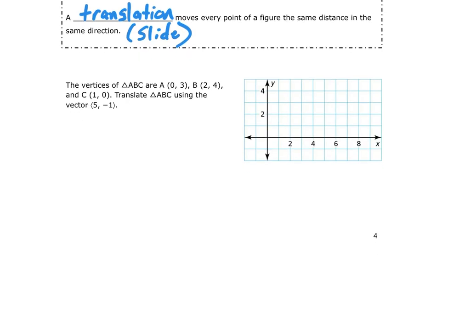All right, so here we go. They're going to give us a figure. In this case, the vertices of triangle ABC. So we're going to plot triangle ABC. So we've got to be really good at plotting points here. So we're going to start off (0, 3). And I'm going to label each one of my points. (0, 3) is A. B is at (2, 4). C is at (1, 0). Because it makes a triangle, we're going to connect those 3 points together, and we're going to make our triangle.